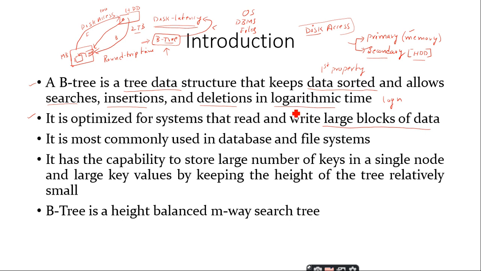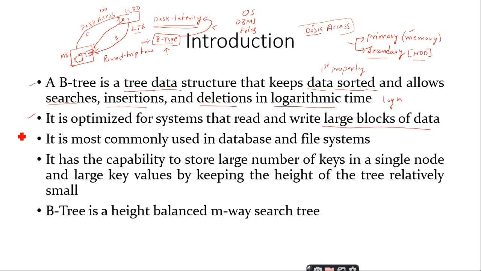So the main objective is you want to make these three operations, search, insertion and deletion, occur in logarithmic time. For this, you have to store the data or the information in the B-tree data structure. Once you store the data in the B-tree structure, the disk latency will be reduced, which in turn will make the search, insertion and deletion operations happen in logarithmic time. Is it clear?